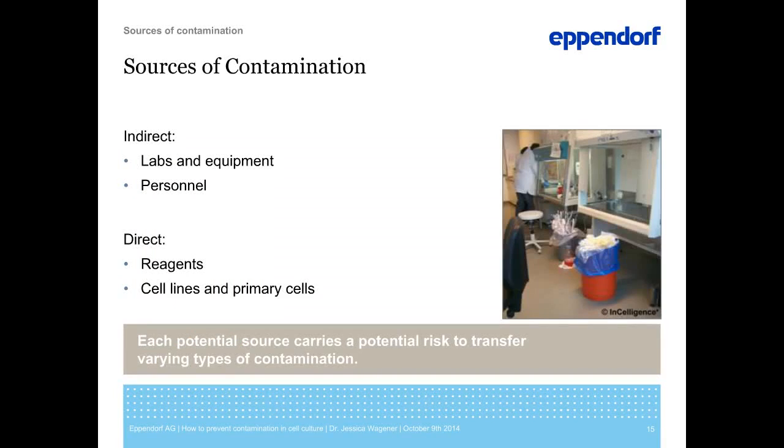We distinguish between the indirect and the direct contaminations. Indirect contaminations come from the labs or the equipment or even from ourselves. Direct contaminations come from reagents that might be contaminated, or you use cells that have been contaminated before you took them in culture.